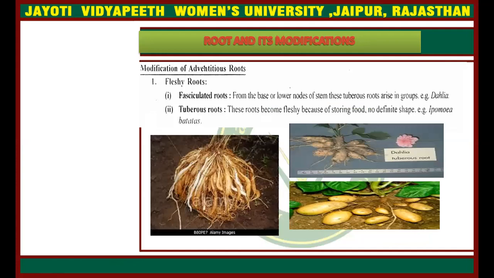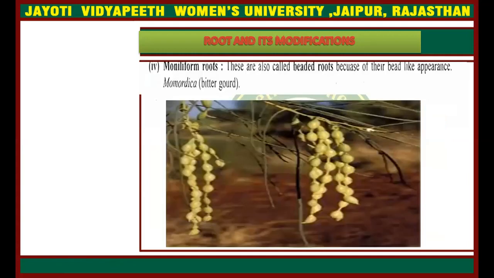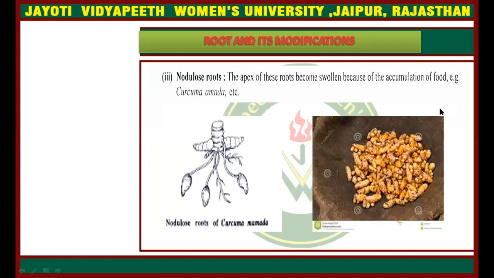Now in the fasciculated roots, from the base or the lower node, the roots arise in groups like we see in the dahlia plant. The tuberous roots become fleshy because of storing food, but there is no definite shape. So here you can see beautiful pictures. Then we have nodulose roots. These become swollen at the apex because of the accumulation of food. For example, we have haldi or turmeric.